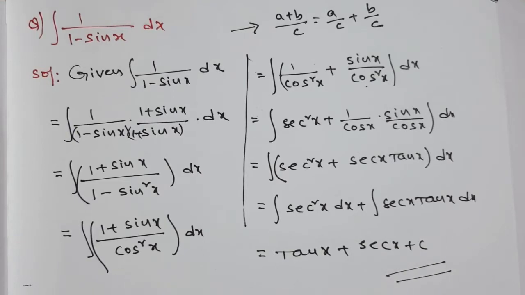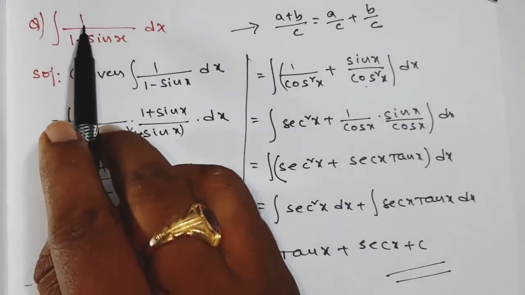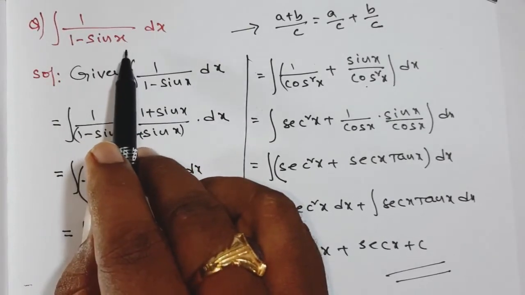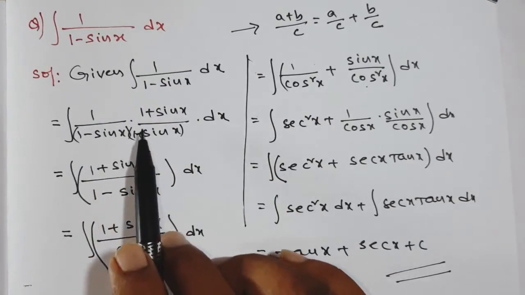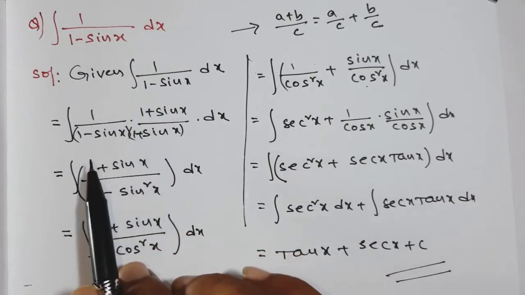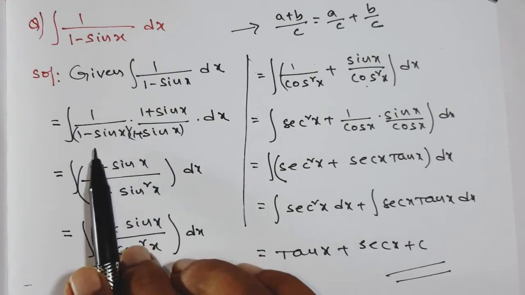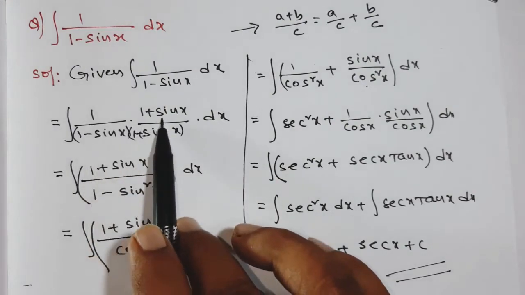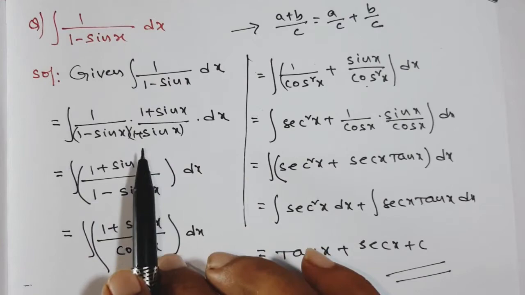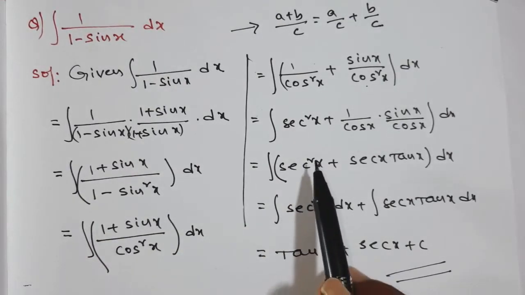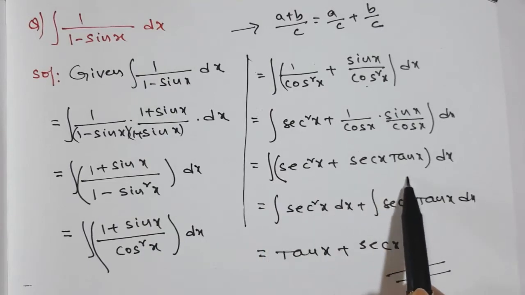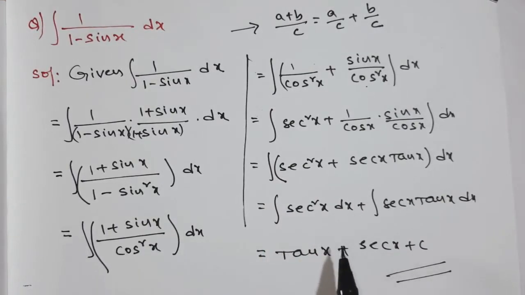So once again I will repeat: the numerator has a single term, the denominator has two terms, and for this type of problem we rationalize the denominator. Rationalize means we take the opposite sign of the denominator, multiply and divide, and after that we simplify to get a sum of functions. After that we apply the integration of the individual functions.